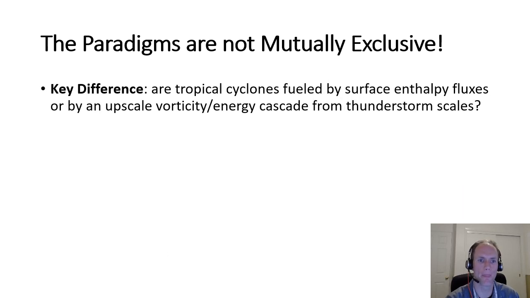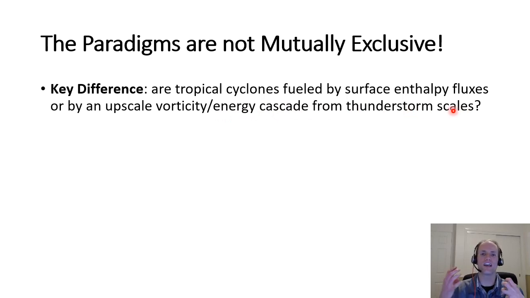The key difference, however, when you get to going from the outcome of the top-down or the bottom-up paradigm to the actual tropical cyclone, is the fuel for the tropical cyclone: energy gained from the ocean in the form of surface sensible and latent heat fluxes, or enthalpy fluxes, combining them into one, or an upscale vorticity rotation energy cascade from the thunderstorm scales.